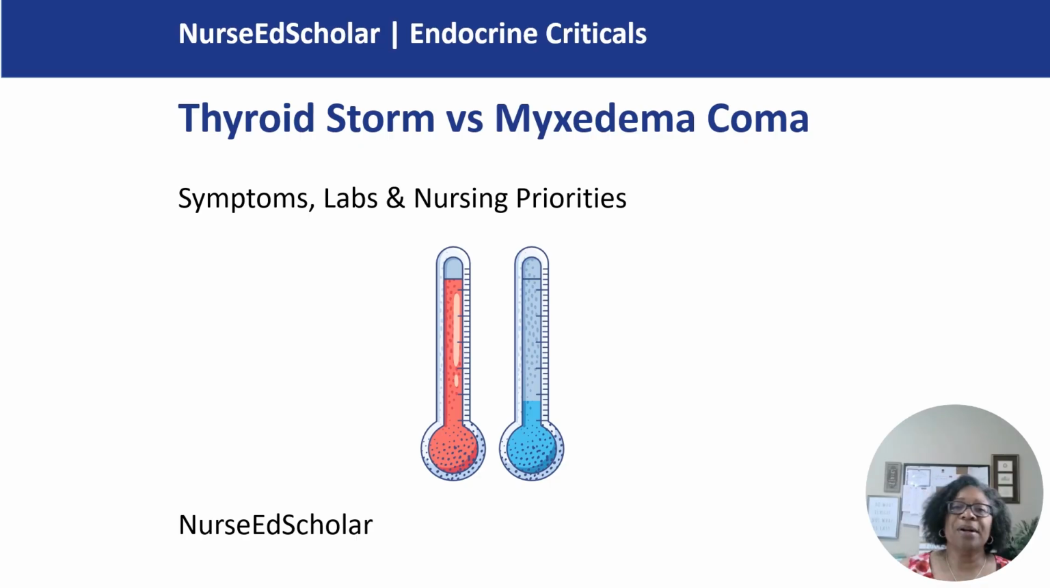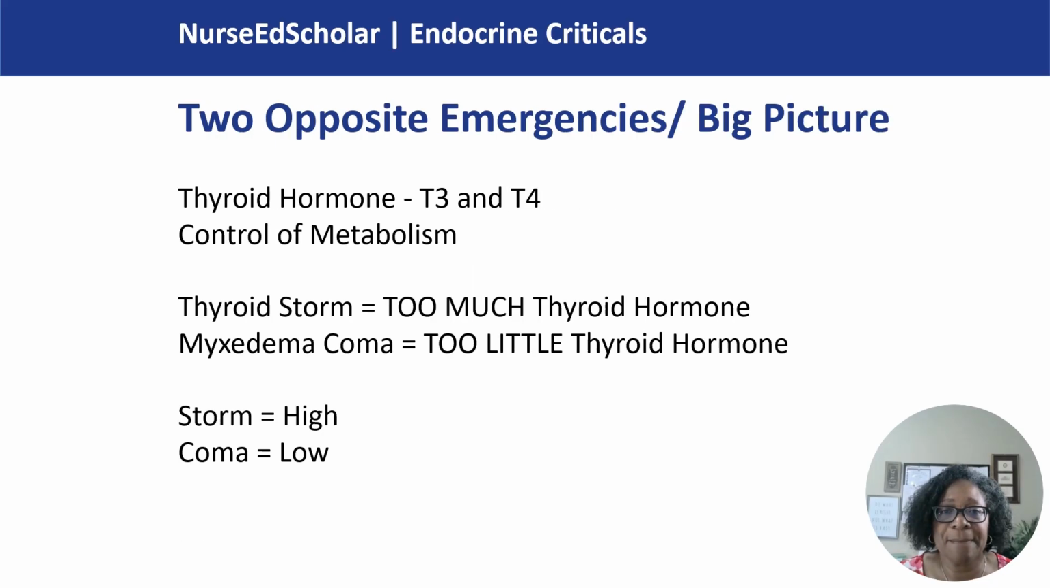Okay. This is part of my endocrine critical series. And today we're breaking down, like I said, thyroid storm versus myxedema coma. So let's simplify it. Everything comes down to one thing, thyroid hormone. So you have your T3 and your T4. Now these hormones control the metabolism.